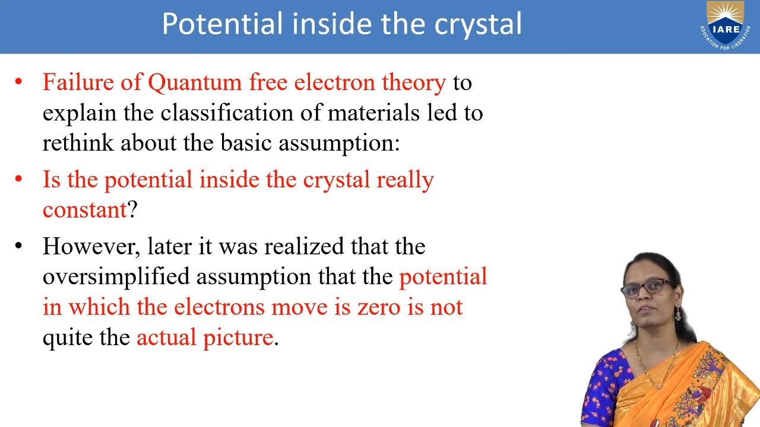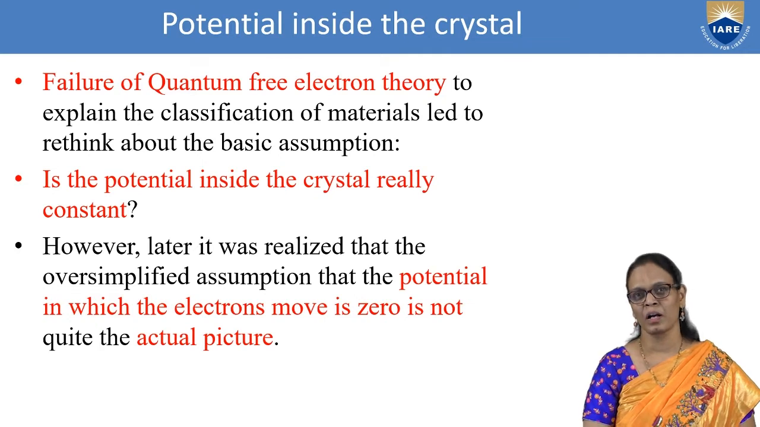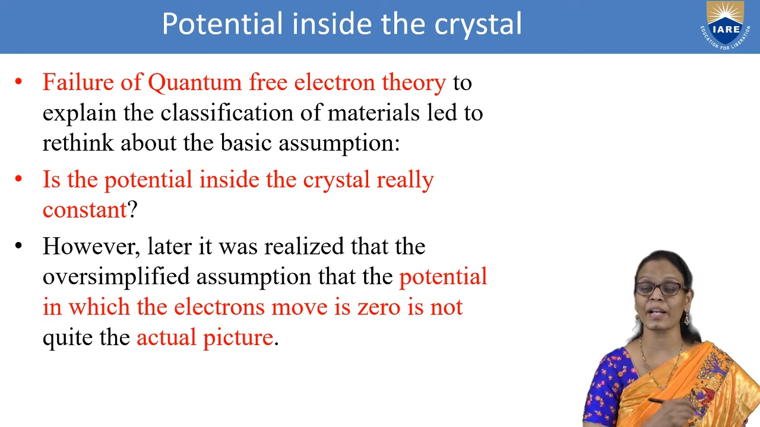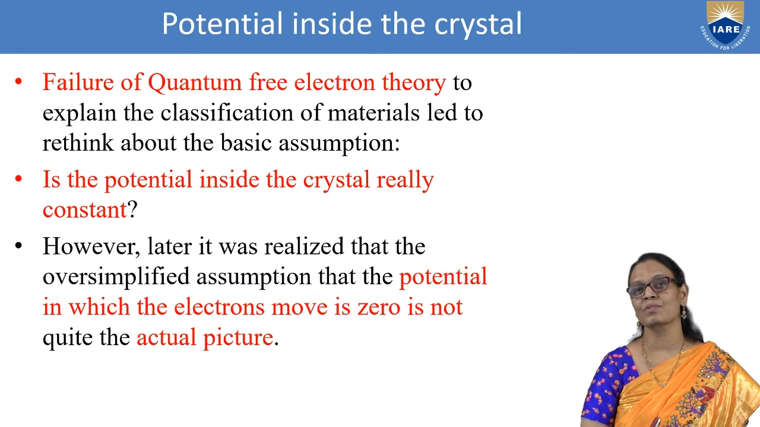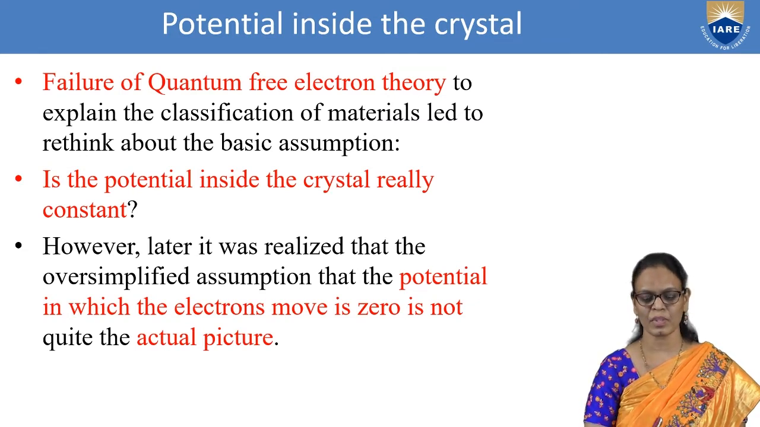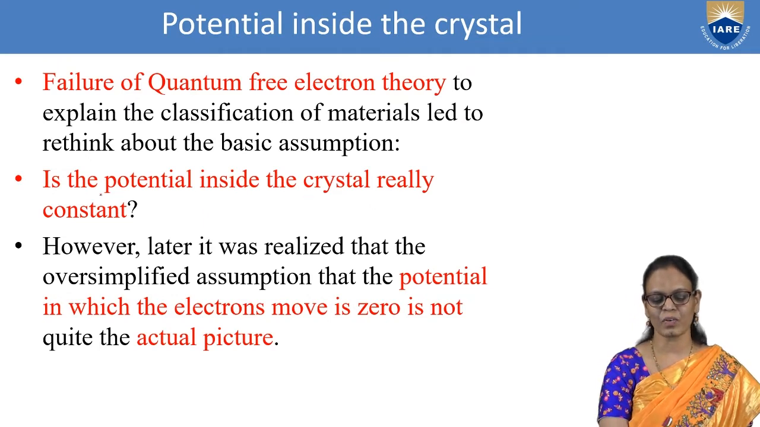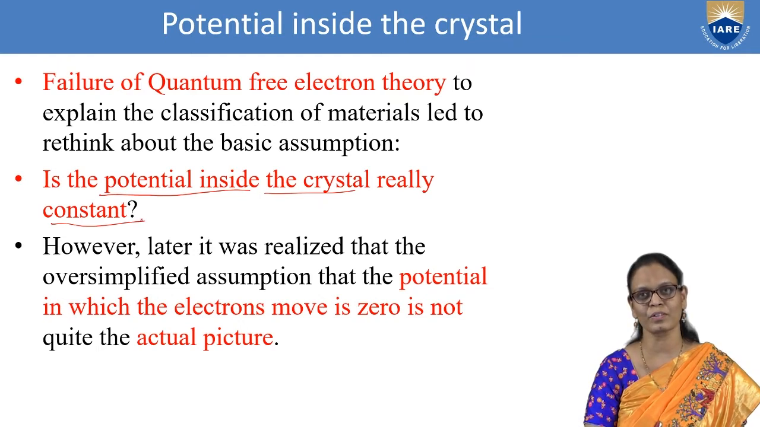Now the failure of quantum free electron theory to explain the classification of materials led to rethink the basic assumption. So they started thinking, why are we not able to explain the classification of materials? What was the assumption that was made in quantum free electron theory? They considered that these electrons are moving in a constant potential inside the crystal. So they started questioning, is the potential inside the crystal really constant? That is what they wanted to understand.